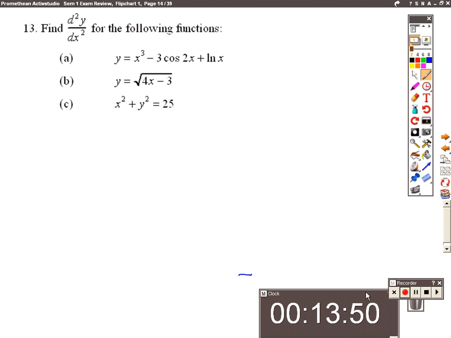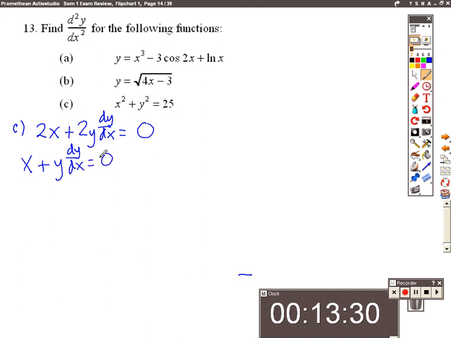So if I take the derivative using implicit differentiation, the derivative of x squared is 2x, the derivative of y squared is 2y dy/dx, and the derivative of 25 is 0. So I can divide everything by 2 just to make the numbers a little more simple. I'm trying to solve for dy/dx, so dy/dx would be equal to negative x divided by y. Now that's my first derivative, but they asked me to find the second derivative.